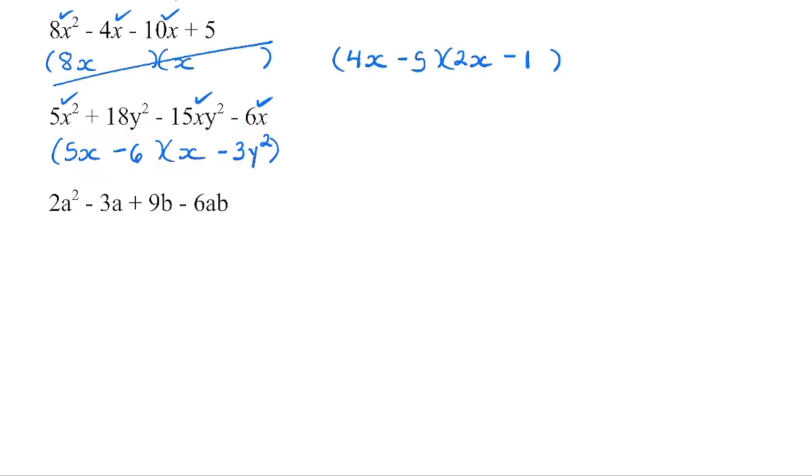And finally, we have another four terms. There is no greatest common factor. My squared term is first. So let's go ahead and see if we can factor this. We're going to set up our two binomials. We know when we FOIL them out, we should get four terms before simplifying.